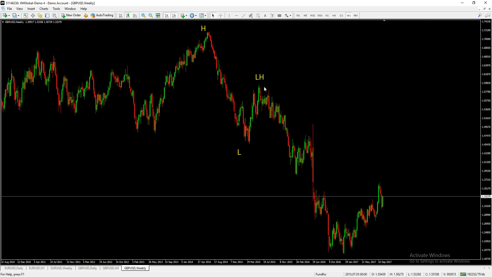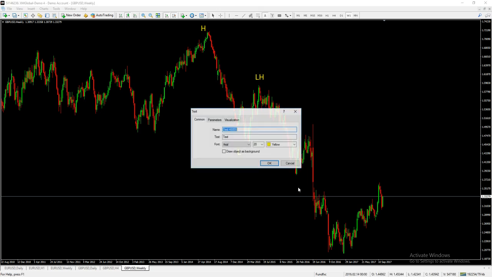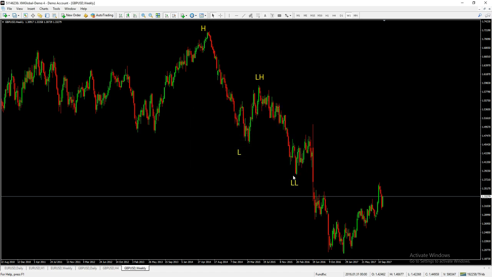Then we get a move down into a lower low, because did it go past this low? Yes, it did. So that is considered a lower low. Then we had a retracement into a high, but is that lower than the previous high? Yes, it is. So it is a lower high. It goes down. Then we got a move all the way down to the bottom, and that is also another lower low.